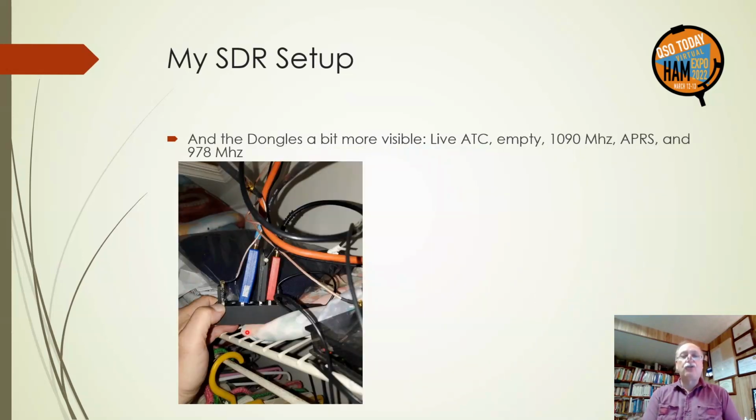And then this is the actual hub. This is the dongle. This is one of the two Pluses that I showed you originally. Gives you another idea size-wise. Right there's my thumb. That's for live ATC. The next one's empty. This one is picking up 1090 megahertz as part of ADS-B. This one is picking up APRS. And then the last one, 978 megahertz. The blue and the orange-reddish are actually specialized for those frequencies for this purpose.